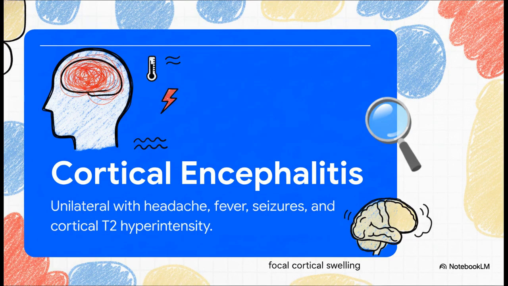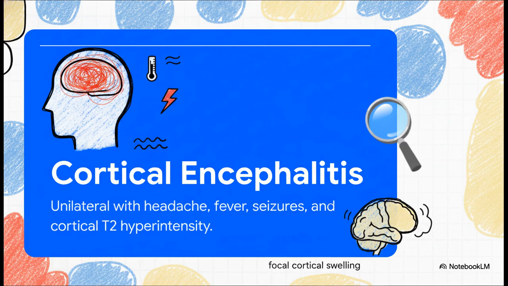The third trigger for suspicion is unilateral cortical encephalitis. This presentation involves a very distinct constellation of acute neurological findings. Patients will often present rapidly with a headache, fever, seizures, or a broader encephalopathy. But again, you absolutely must pair this clinical picture with the imaging. You need to look for cortical T2 hyperintensity and focal cortical swelling. The sheer speed at which these symptoms can onset is often what brings the patient rushing into the emergency room in the first place.